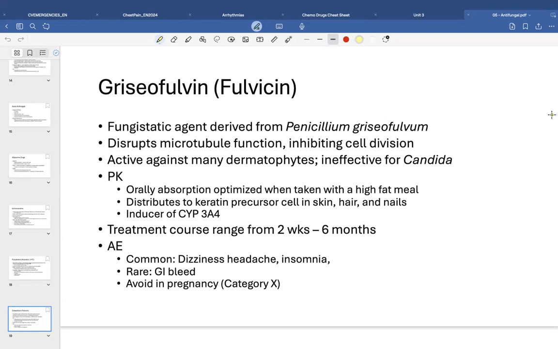It distributes into skin, hair, and nails, so your onychomycosis will respond to it. And really the key thing here is that it's teratogenic, so avoid pregnancy. This does have some pediatric safety data, so you'll maybe from time to time use this in kids, but really this has been widely supplanted by lasers.